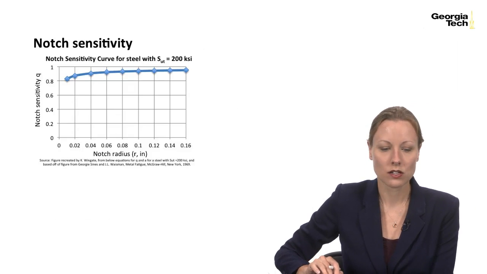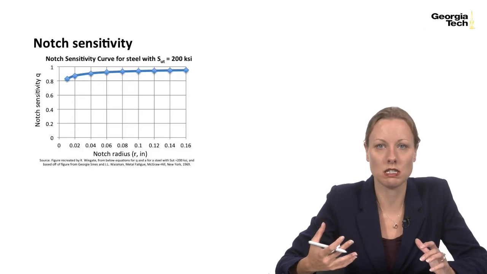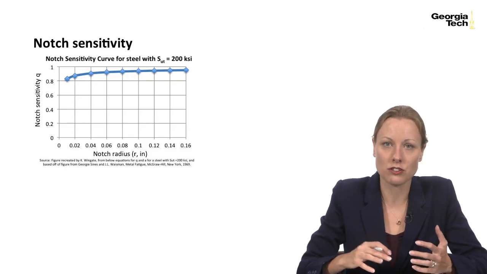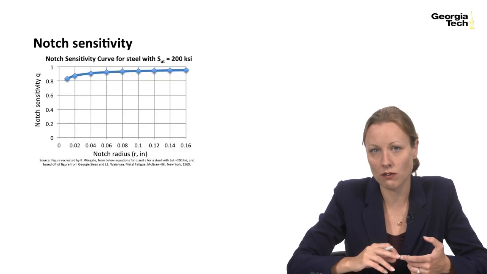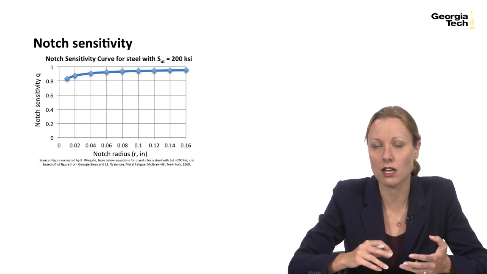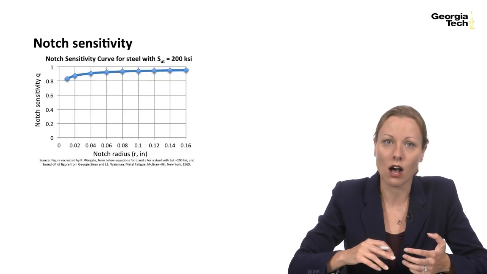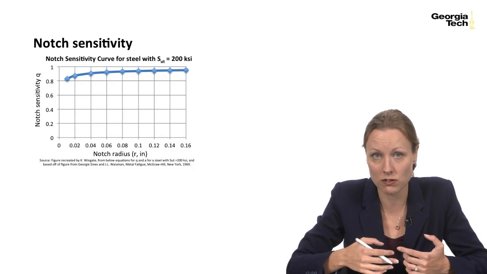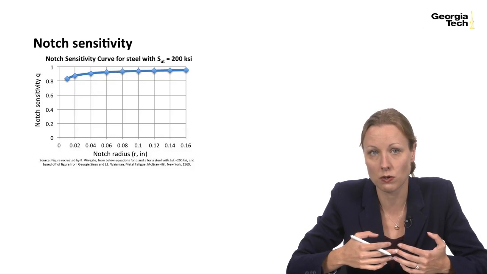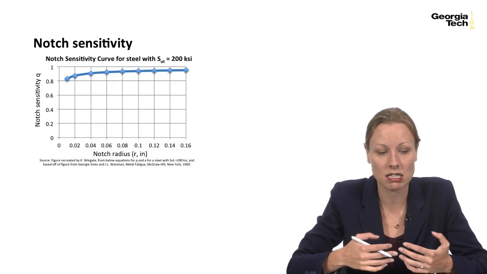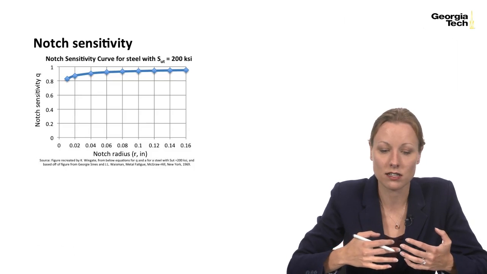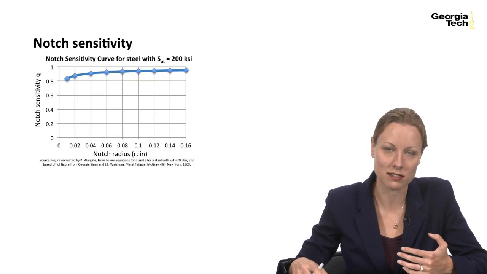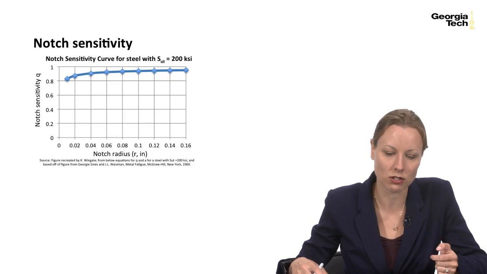All right, so just a little bit more details about the notch sensitivity factor. It changes based off of geometry of the part, the strength of the part, and the material composition. So here's a notch sensitivity curve for steels with an ultimate strength of around 200 KSI. So you can see as the notch radius increases, your Q increases, which makes sense. It gets more sensitive the larger the notch.